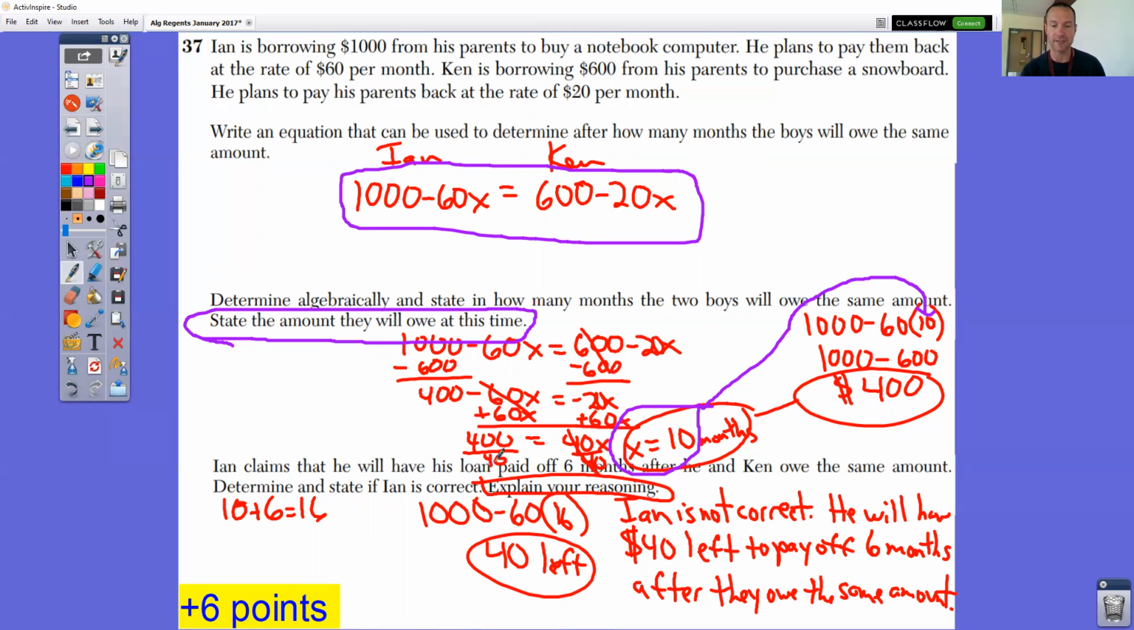Ian claims that he will have his loan paid off 6 months after he and Ken owe the same amount. 6 months after, so that would be month 16. Be careful. You have to read. Determine and state if Ian is correct. Well, by subbing in a 16, he's going to have $40 left still. So is he correct? No, he is not. He will still have $40 left to pay off 6 months after they owe the same amount.